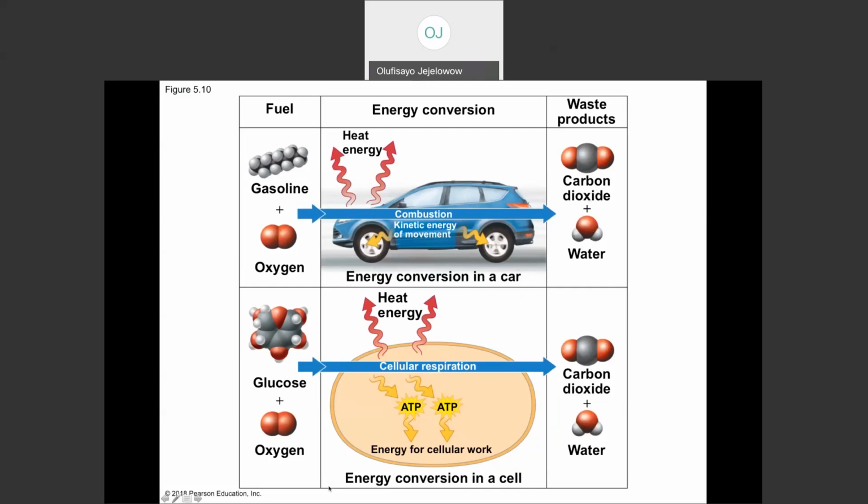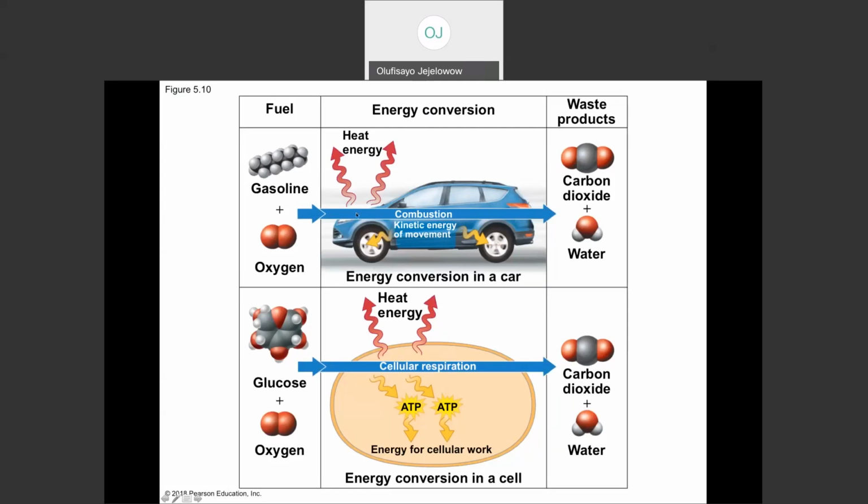Compared to this, the living cell uses glucose instead of gasoline, but it bonds with oxygen, giving off heat during cellular respiration, converting the energy of glucose to ATP, allowing the cell to work, whether you're running, you're walking, you're cooking, or whatever you're doing. So ATP enables you to do it. And the waste products from that cellular respiration are similar to the automobile waste products of carbon dioxide and water.